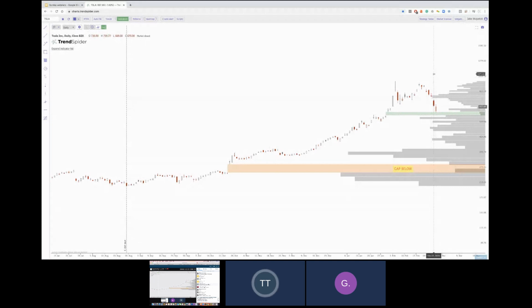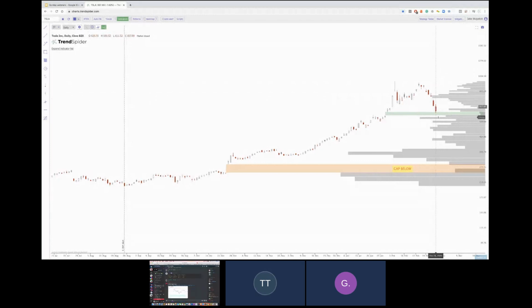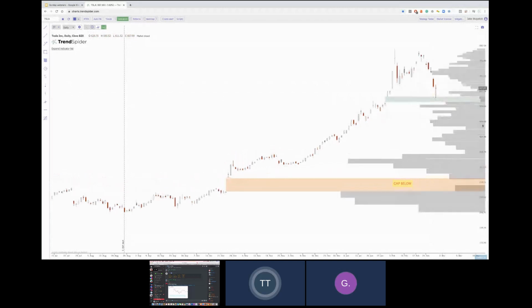Or if there was a gap above, let's say we were here and the price was here, it would be very easy for the price to go up because there's not a lot of overhead supply. There's not a lot of people holding at break even below. So that allows the price to drop very quickly.